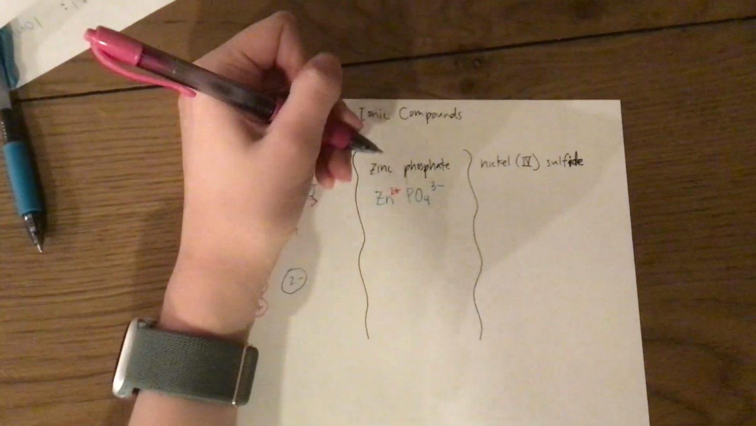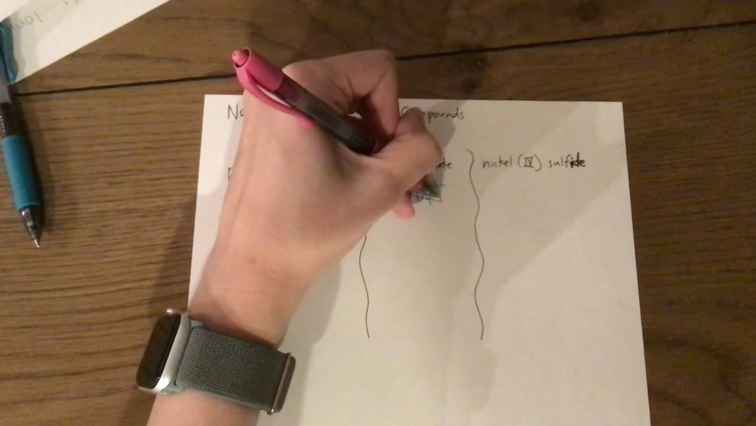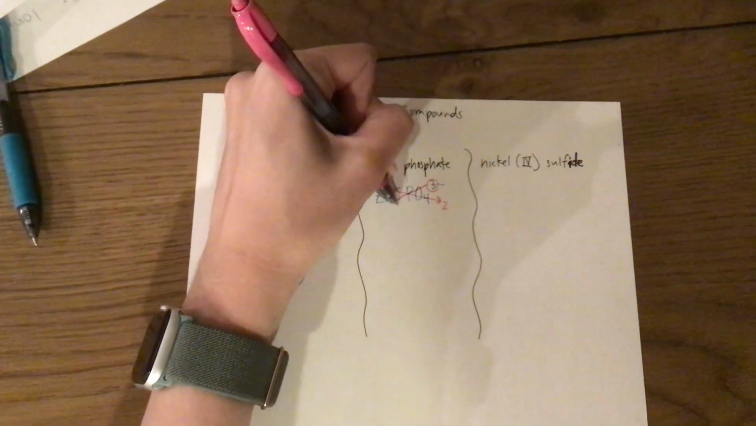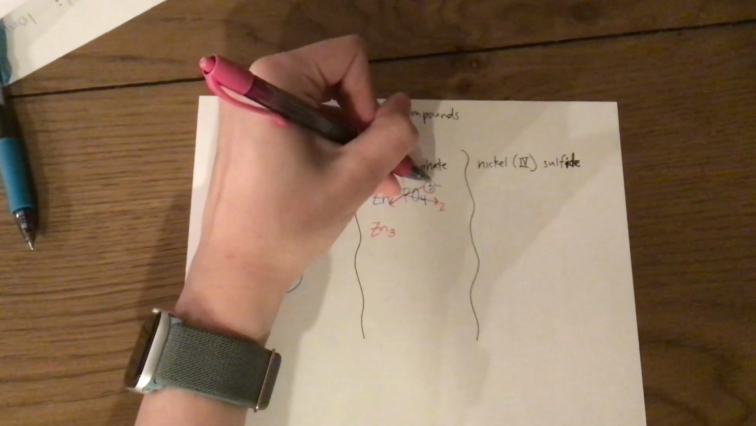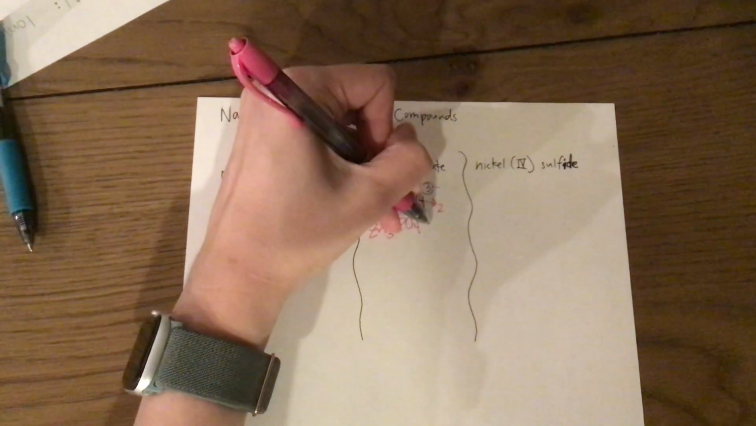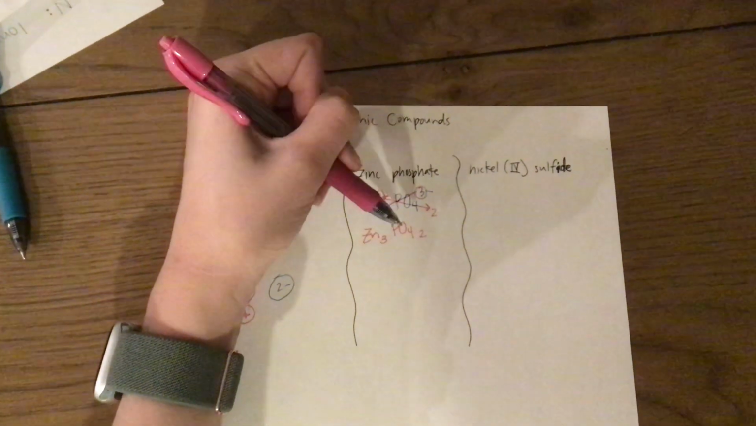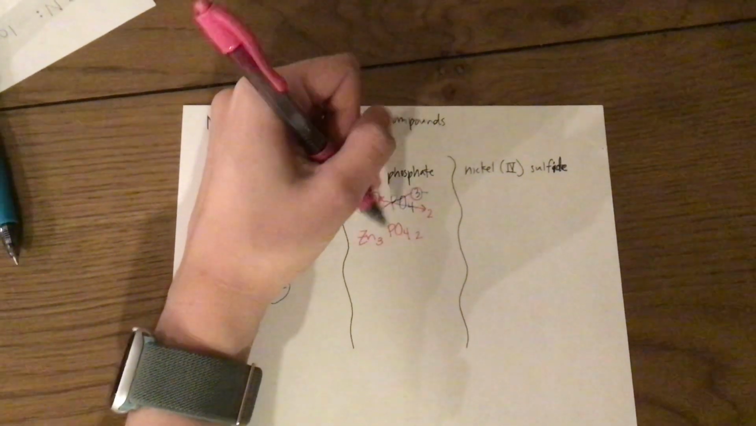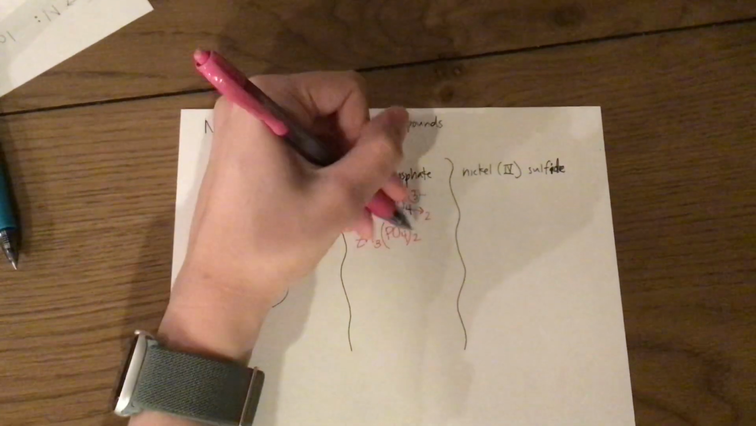Okay? I know that that was complicated and probably dumb to do right now, but I wanted you to be aware of that. So again, you crisscross the charge. You take this 2 and you put it all the way out here. And you take that 3 and you put it all the way over here. And what ends up happening is we have Zn3 because we moved the 3 down. And then we have PO4, 2. If I leave it like this, this reads zinc 3, PO42. That's not right. We don't have 42 O's and 1 P. We have 2 PO4 ions. So we need to put parentheses around there.